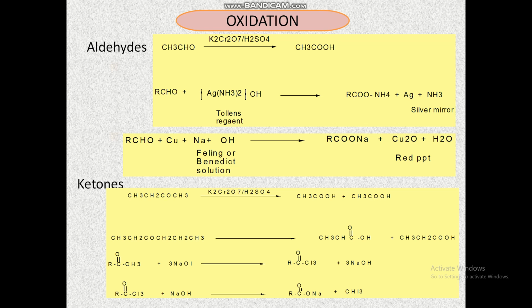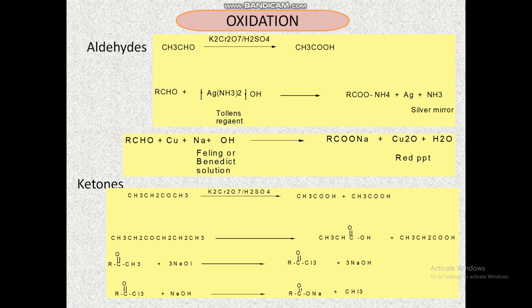So here the ketone undergoes oxidation with potassium dichromate in the presence of acid. It is producing carboxylic acids. The attack generally takes place at the carbon having a lesser number of hydrogen atoms. If both adjacent carbon atoms have the same number of hydrogens, then the carbonyl group remains linked to the smaller alkyl group.